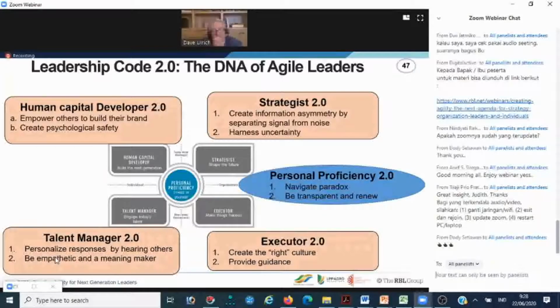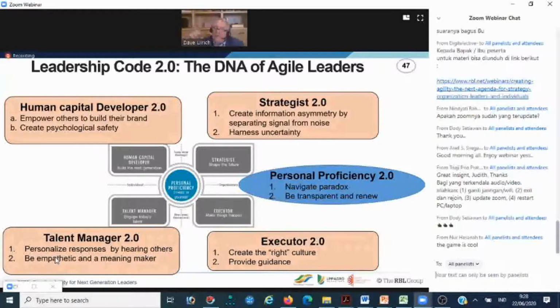In the world of agility, there's some things we have to add for leaders. And the next generation leaders in strategy have to create information asymmetry to find out what really matters in the world. At Disney, what really matters is the grandfather's commitment to his granddaughters, to harness uncertainty and not be scared by it.